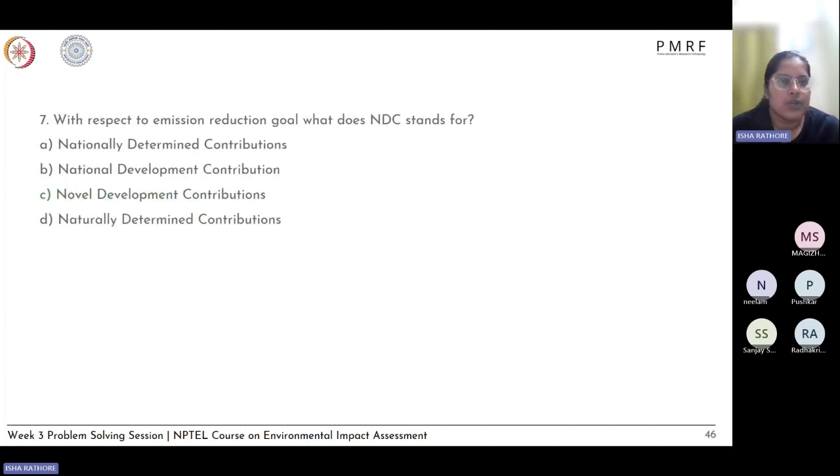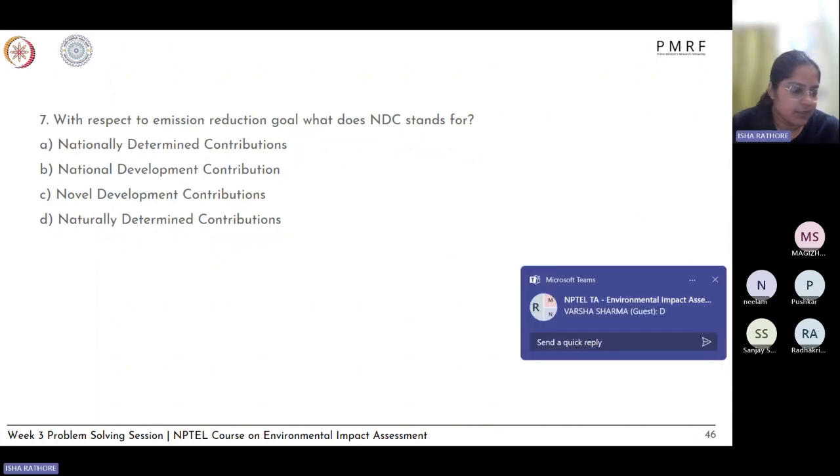Okay, moving on to question 7. With respect to emission reduction goals, what does NDC stand for? Is it A, nationally determined contributions, B, national development contribution, C, noble development contributions, or D, naturally determined contributions? Okay, we have A and D as answers.